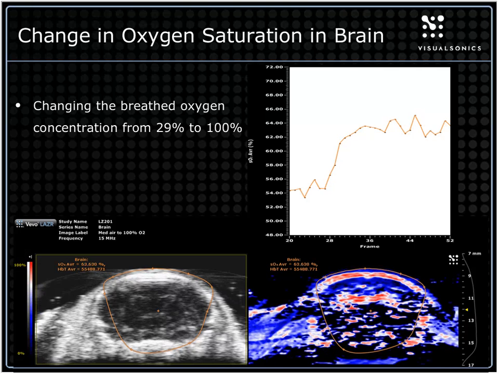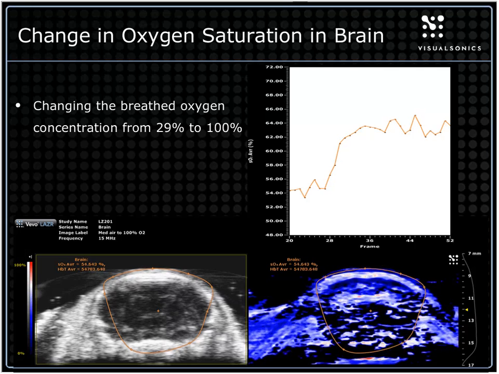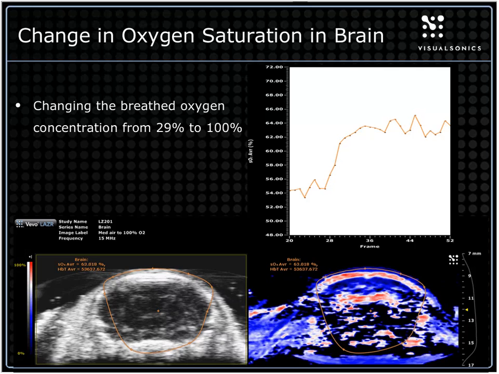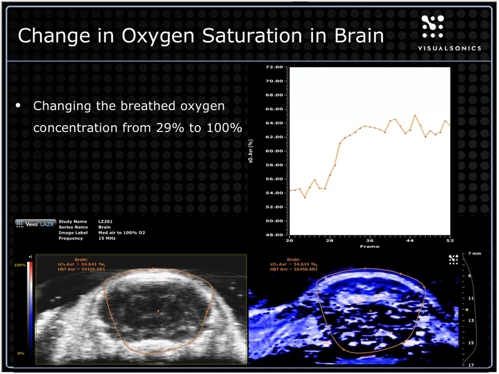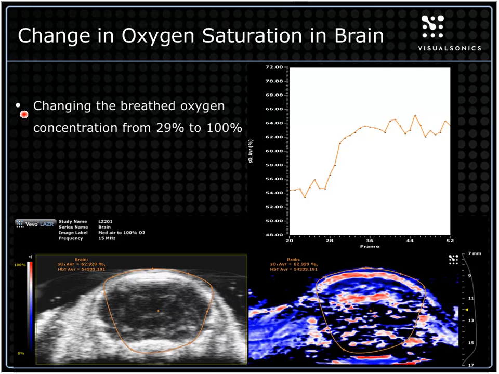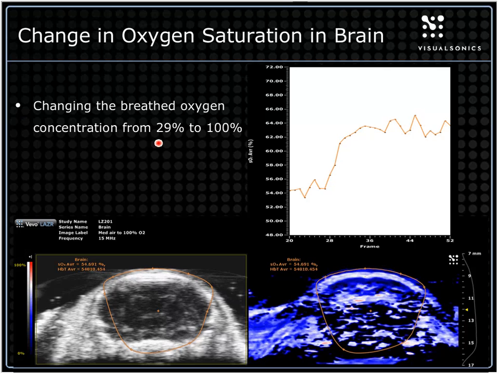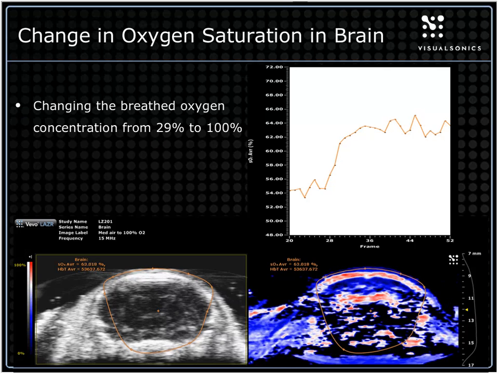So now we're looking at not just the blood in the brain of this animal, but we're looking at how much oxygen that blood is carrying. Now the implications here are fairly obvious in that we can do studies of things like stroke, things like functional imaging, just based on how much oxygen the blood is carrying. In this case, it's a very simple demonstration where we change the breathed oxygen concentration from medical air, 29% oxygen, up to 100% oxygen, and you can see a dramatic change in the signal from this sort of low level, and then it becomes fully oxygen saturated when you turn it up.